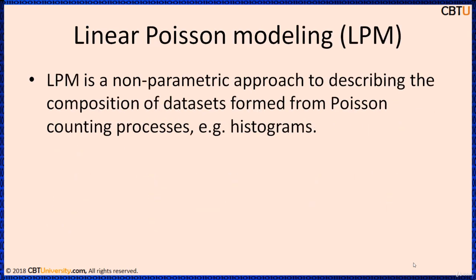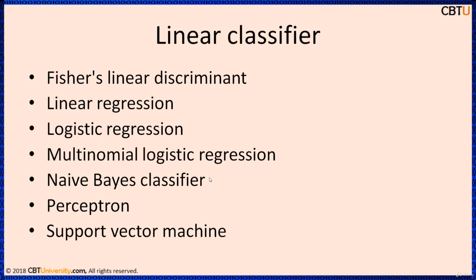Linear Poisson modeling (LPM) is a non-parametric approach to describing the composition of datasets formed from Poisson counting processes. An example is histograms. These are the methods and techniques of linear classifier system.